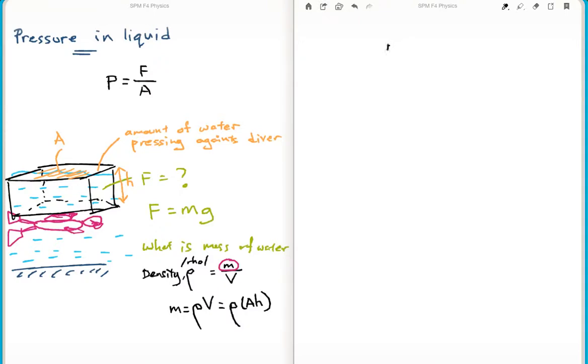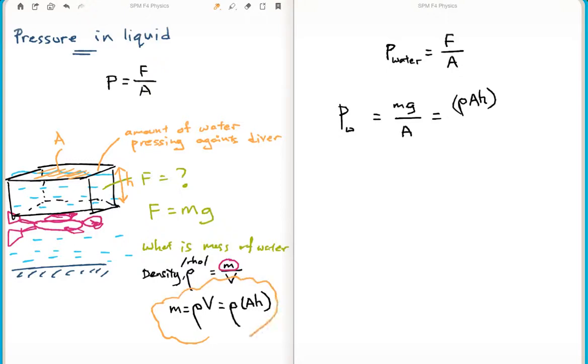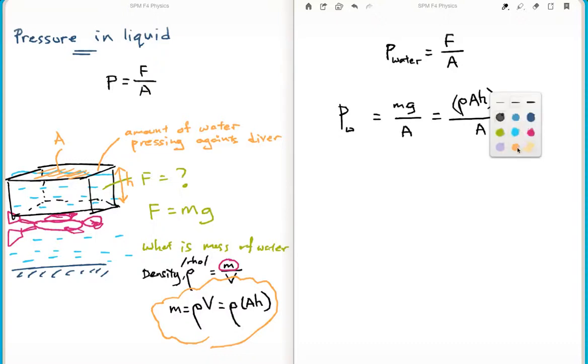Therefore, your equation for P of water, pressure caused by this water, will be the same as F over A, just that now your P water, W subscript, equals mg over area, and m is rho A H, where I get it from the previous equation. Transfer it here, and g remains as gravity, over A remains as it is. Yes, you may cancel off the area, and therefore the equation simplifies. Pressure caused by liquid or water would therefore be rho H g.